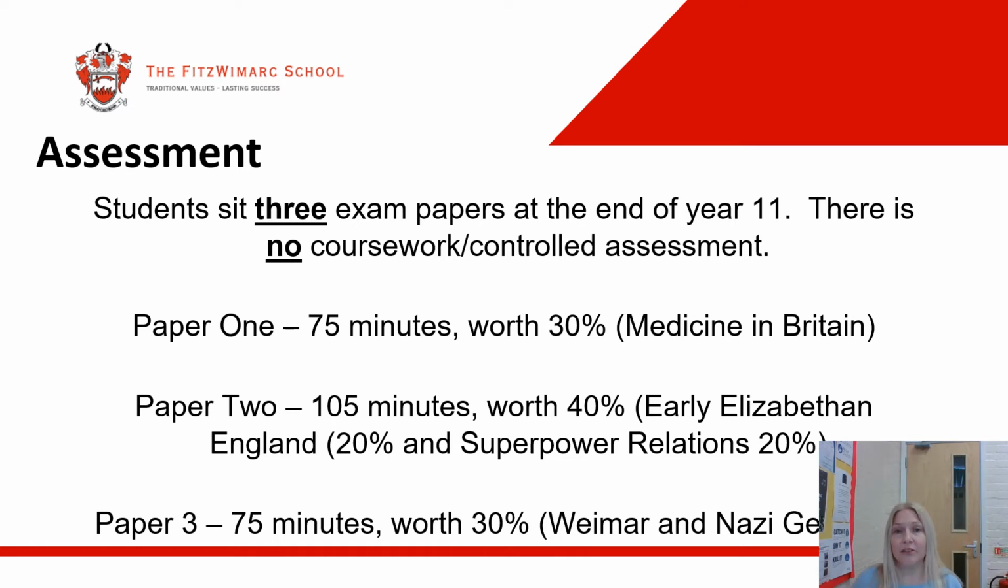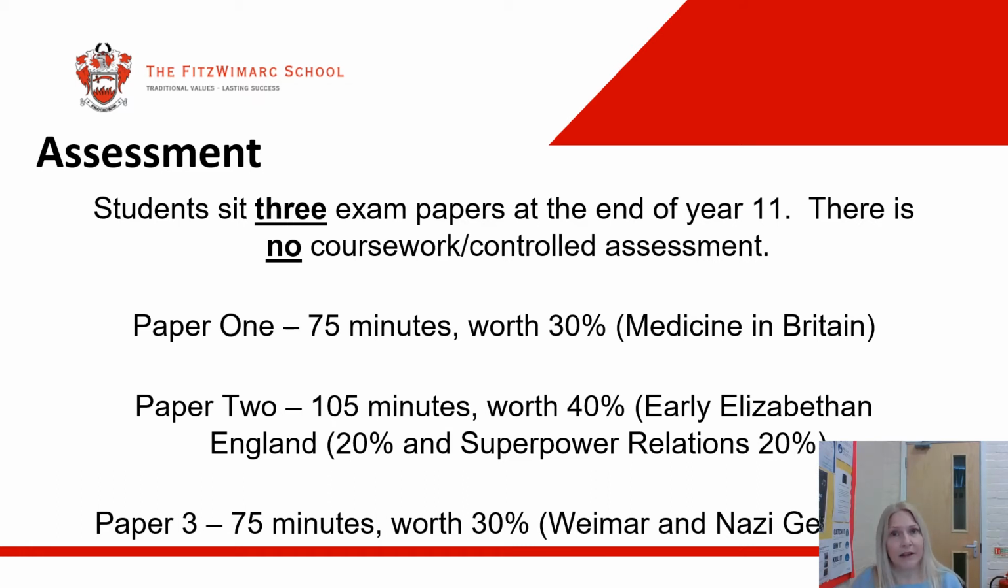The second paper is divided into 2. So it's only 1 exam on one morning or one afternoon, but there are 2 separate parts to it. The first part is the Queen Elizabeth I section, and the second part is the Cold War section. And then thirdly, the final paper is the Weimar and Nazi Germany paper.